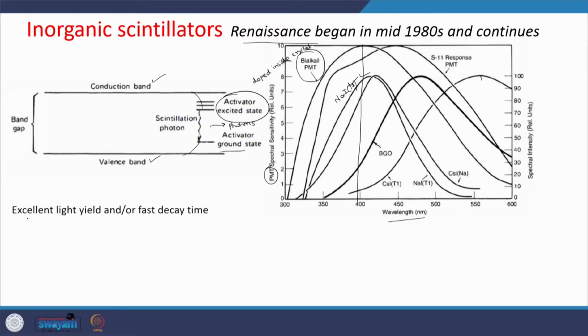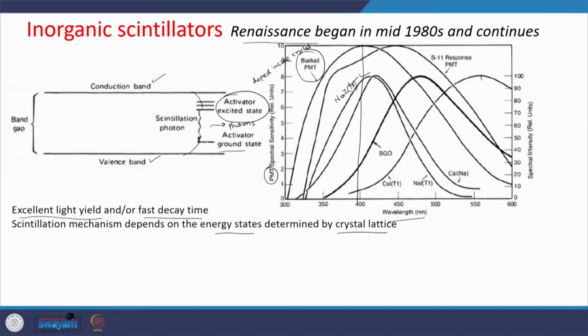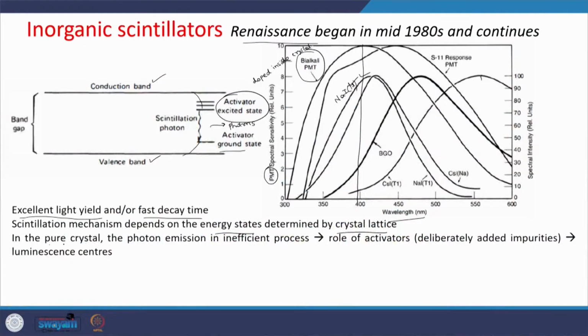All right. And the advantage of inorganic scintillators is that because of their high density, the light yield is really good, much better than organic scintillators, and many a times you will also come across fast decay time. And the mechanism of scintillation depends on the energy states determined by the crystal lattice. For example, if the energy states determined by the crystal lattice allow it, then there is no need of any activators. Whereas, in the case of sodium iodide, thallium doping is very much required. And in the pure crystal, as I said, the emission of photons is an inefficient process. That is why the role of activators comes into the picture.